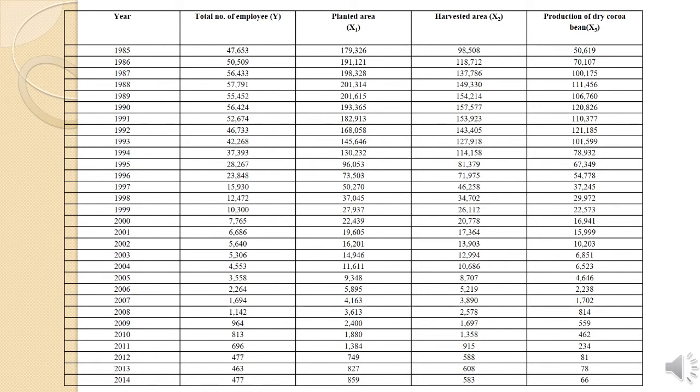This is our data. It is from year 1985 to 2014. The total is 30 years. Our y-axis is the total number of employees. Our x-axis has three variables. The first one is planted area, the second is harvested area, and the third one is production of dry cocoa beans.